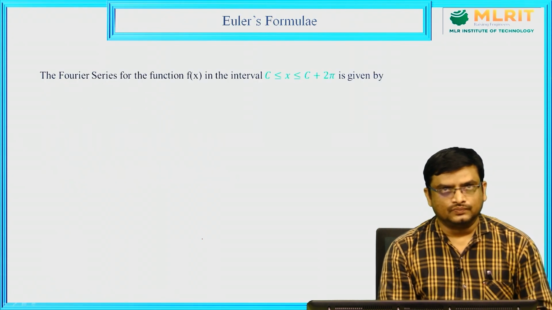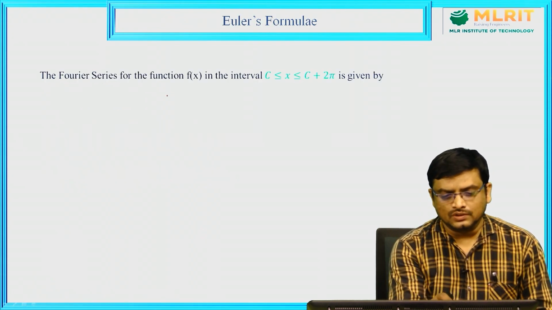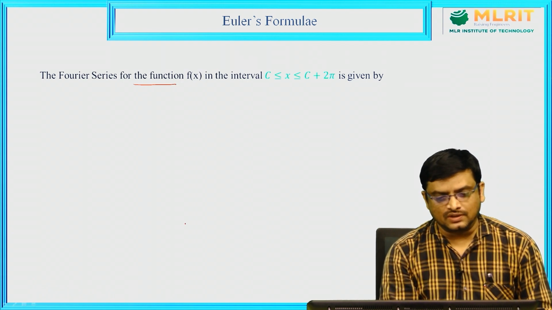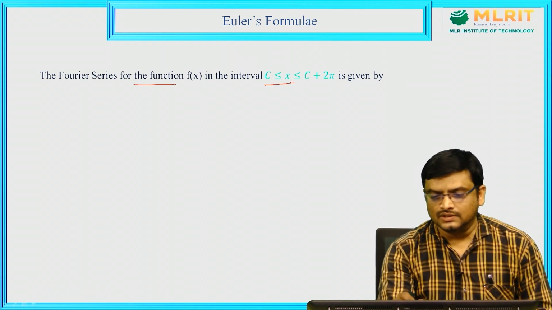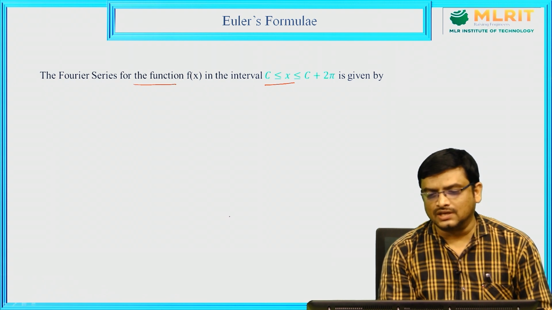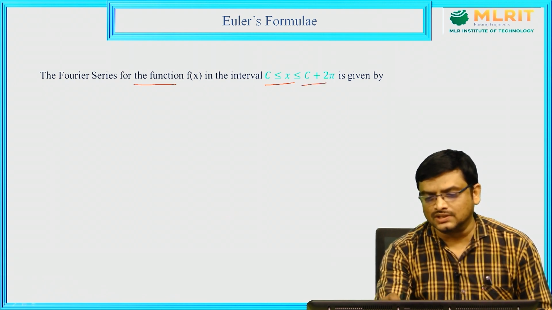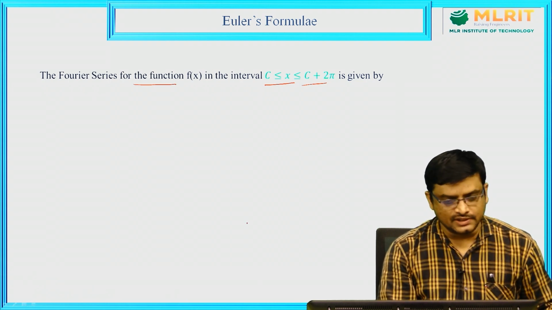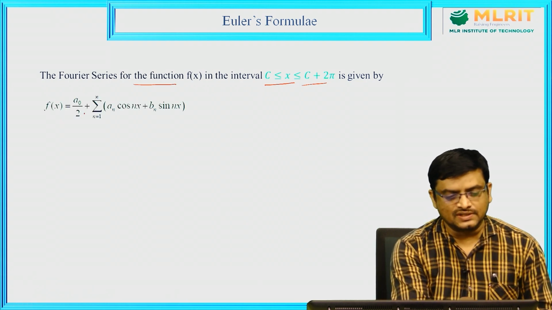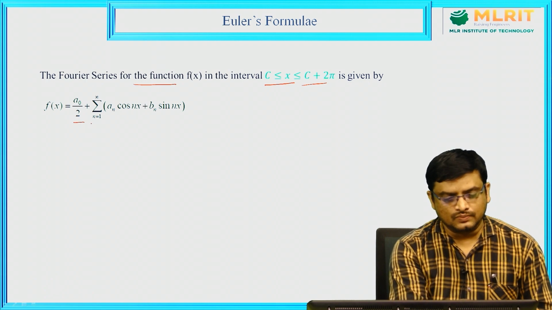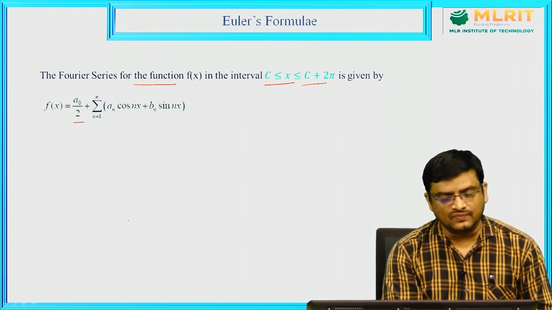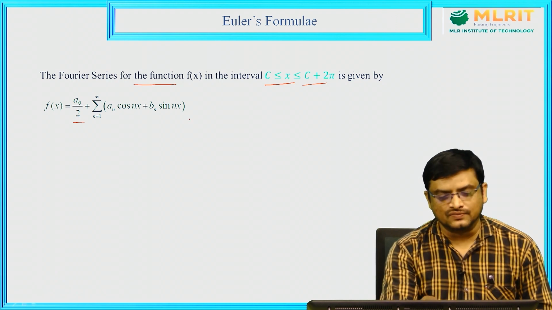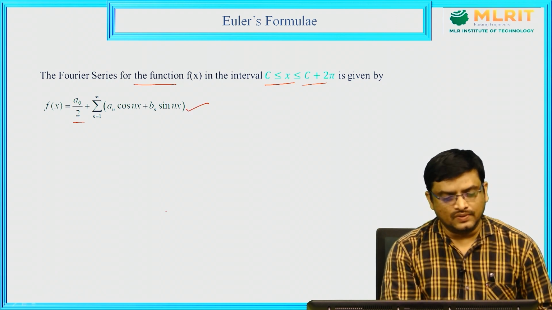So now Euler's formula. We are going to take a standard formula to find the Fourier series for f of x in the interval c less than or equal to x less than or equal to c plus 2 pi. This is the general interval we have taken. That Fourier series is given by f of x is equal to a naught by 2 plus summation n is equal to 1 to infinity of a n cos nx plus b n sin nx. This is the Fourier series formula we will use.